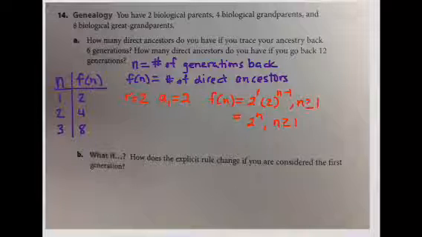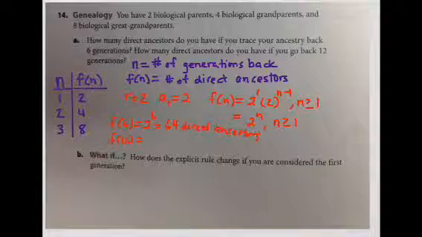Okay, so then they want you to find f of 6. So that's 2 to the 6th. Okay, so that's going to give you 64 direct ancestors. And then f of 12, so that's 2 to the 12th power. That's going to give you, again, punch it into a calculator, don't do it by hand. So 2 to the 12th power is going to be 4,096.